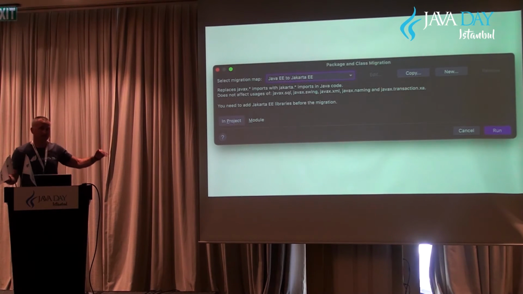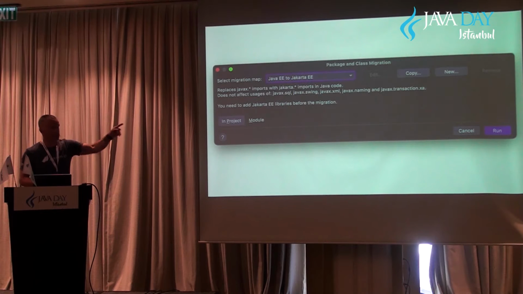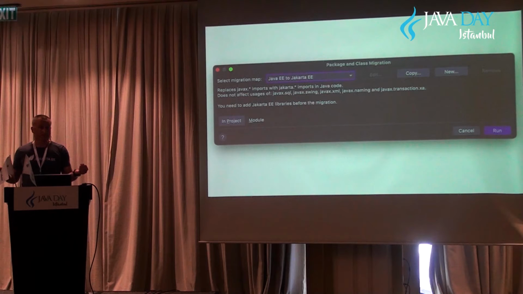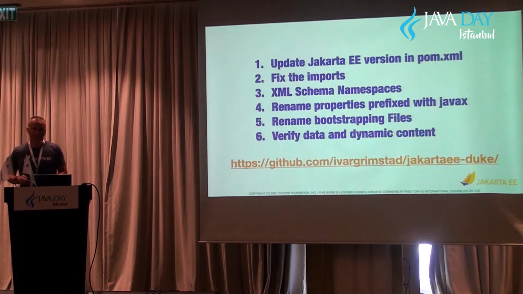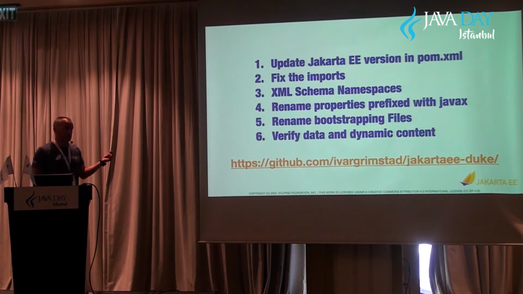But this does it in a controlled way, skipping the ones that aren't changed, like javax.xml, javax.swing, if you have that in a Jakarta EE application, or the transaction. So these have not moved over to Jakarta, they're still in the JDK, so you don't want to change them. So this takes care and just changes the stuff that you actually need. Or you can do it manually.